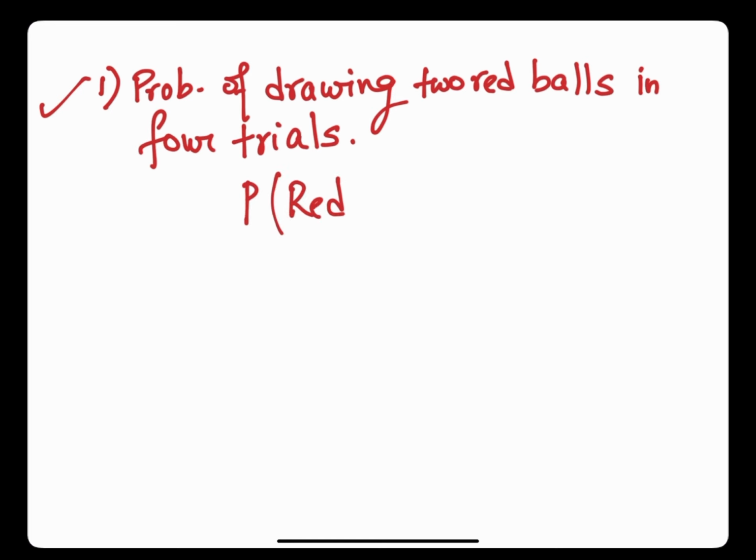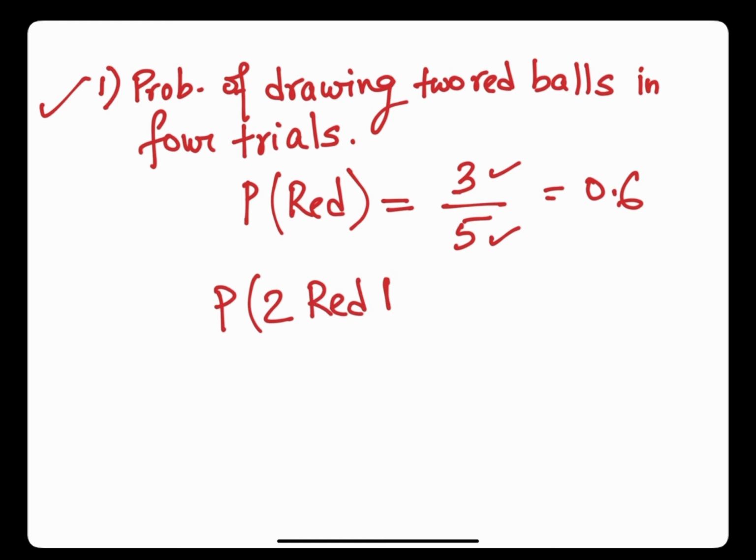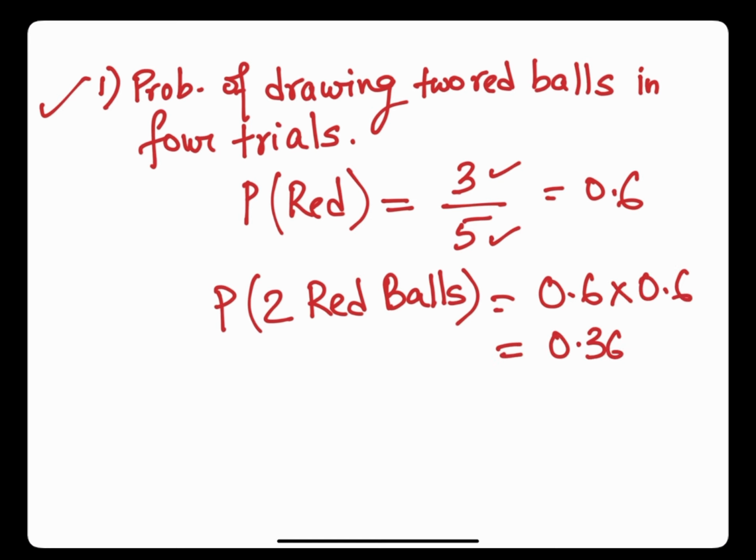So the probability of drawing one red ball is 3 by 5 because we have 3 red balls and 5 total balls, which gives us 0.6. Now, if we want to calculate the probability of drawing two red balls in four trials, we can use the multiplication rule of probability. The probability of drawing two red balls in the first two trials is 0.6 multiplied by 0.6, which gives us 0.36.